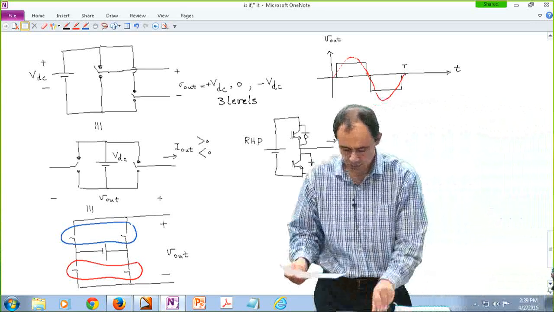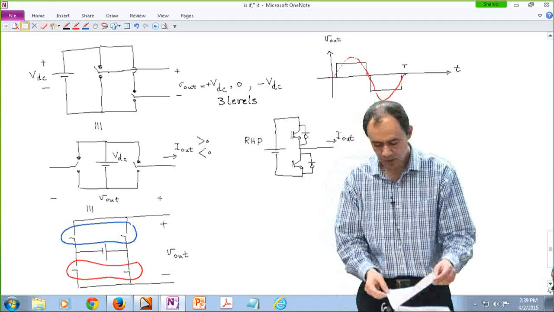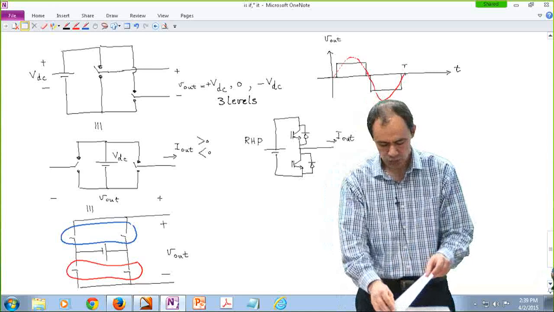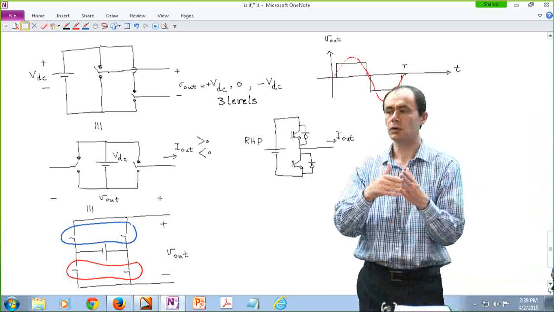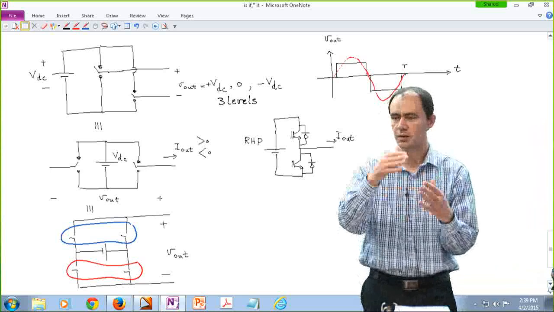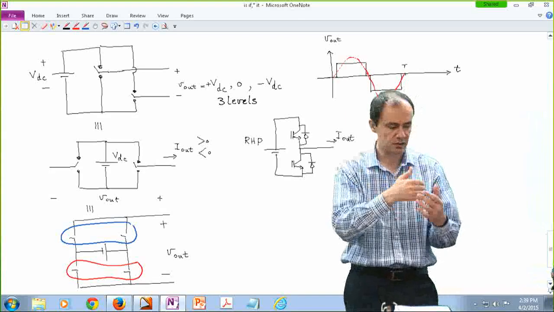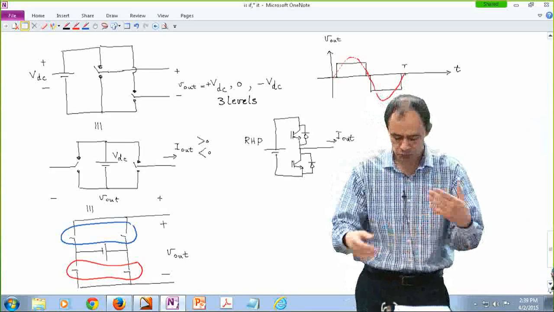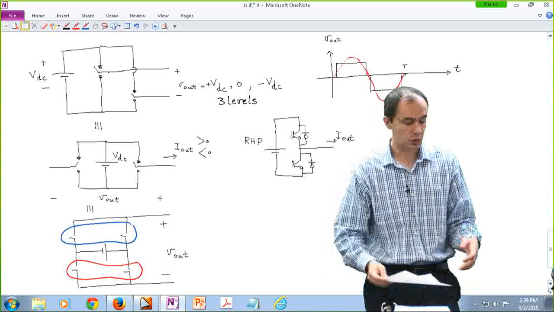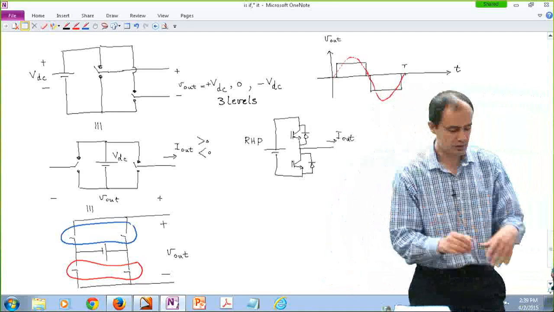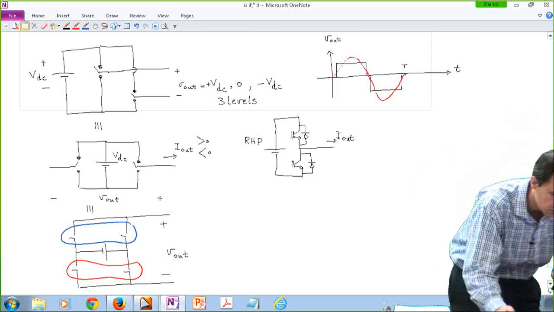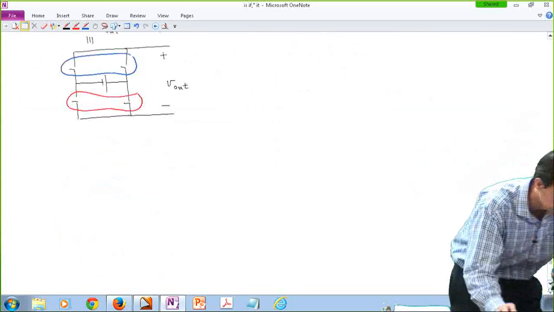So this is all about just a single H-bridge. So in order to create multi-levels, we can generate a minimum or a maximum of three levels, positive VDC, negative VDC, and zero. But in order to go to more number of levels, you got to put a bunch of these H-bridges in series with each other. Okay, as simple as that is. So let me put them in series and then we can discuss it.